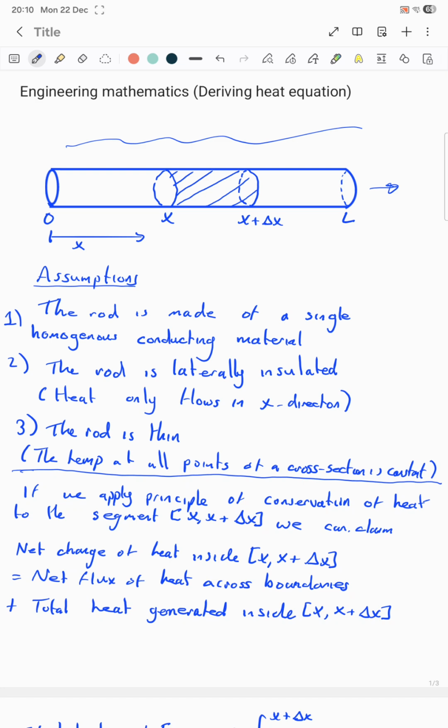Now if we apply the principle of conservation of heat, the segment x to x plus delta x, we can claim the net change of heat inside here equals the net flux of heat across the boundaries plus total heat generated inside the interval.